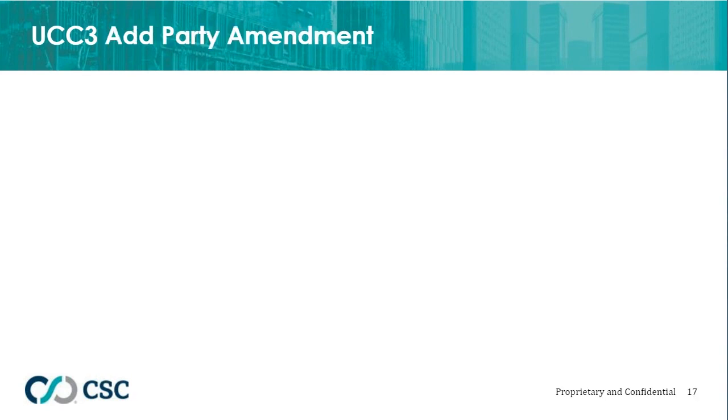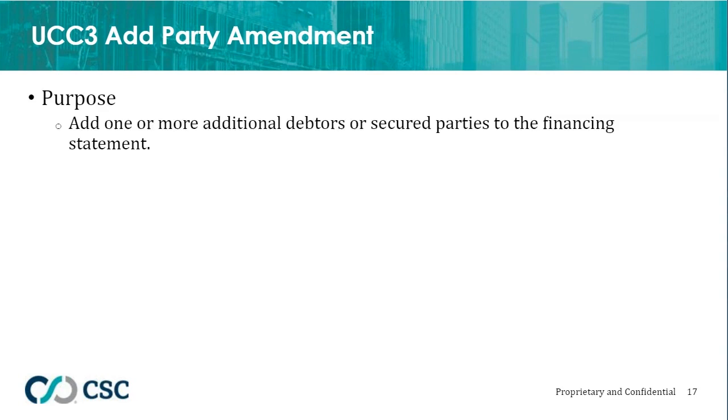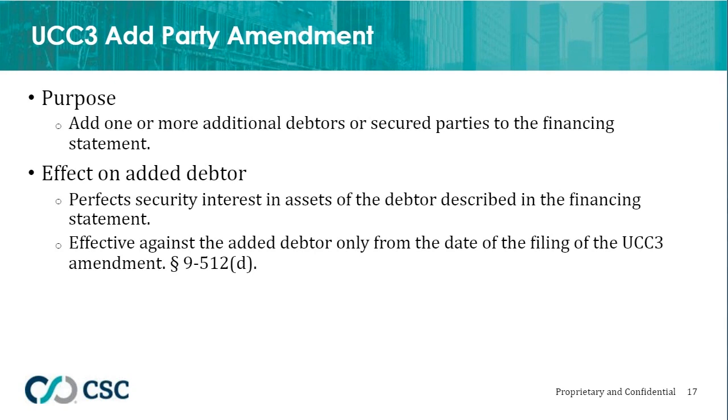Now I want to move on and talk about party amendments. First, we'll talk about an amendment to add a party, either the debtor or the secured party. The purpose of this amendment is to add another party to the financing statement. In the case of an added debtor, it will perfect the security interest in the assets of the debtor that's being added. The priority date for that will run only from the date when the amendment is filed. It is not retroactive to the original UCC1 filing date.